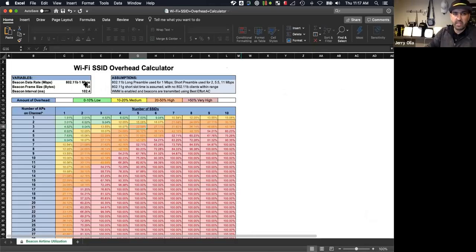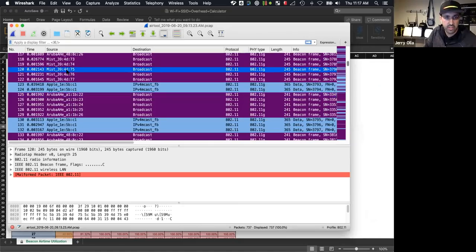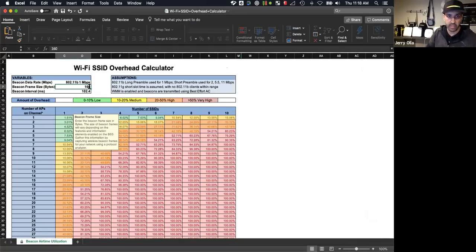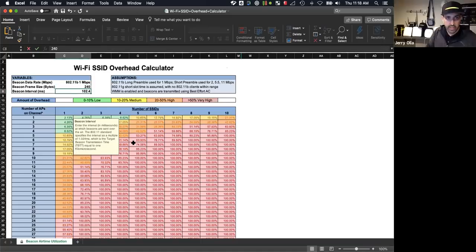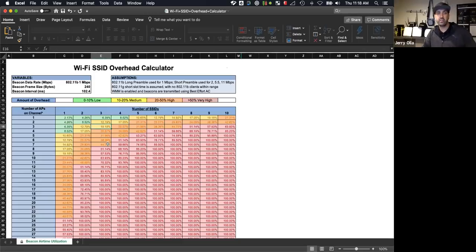My beacon frame size might be a little bit smaller than what it actually is. I did do a Wireshark capture, so let's just pull one up here. I just did this previously, and here's one of the beacon frames, and it's actually about 240 bytes, not 160. So if we bump that up, it'll probably match a little bit closer. Yeah, so there we go. With 3 APs, it's saying we should be right around 19% utilization. So yeah, with 5 SSIDs, it should be right around 30% utilization, which is what we're seeing.